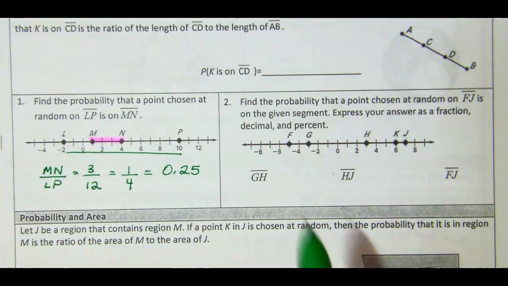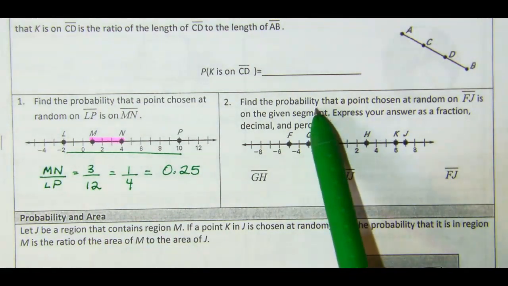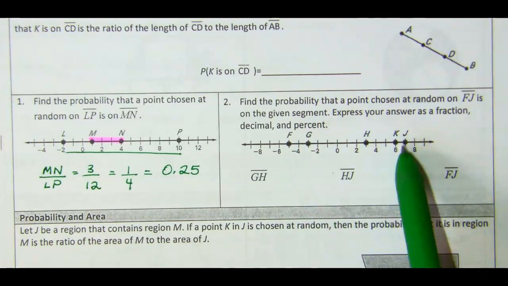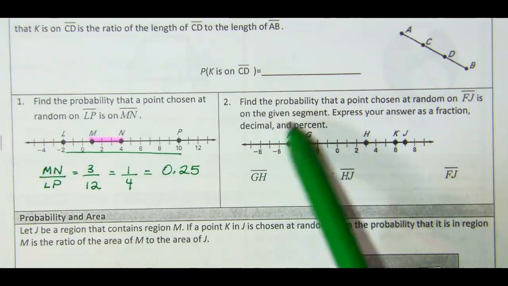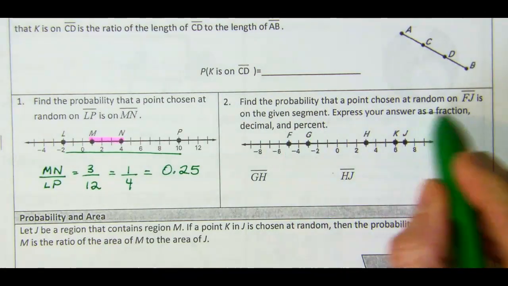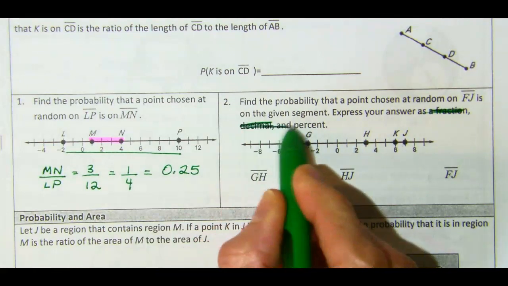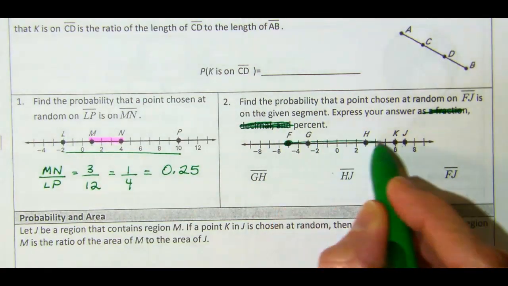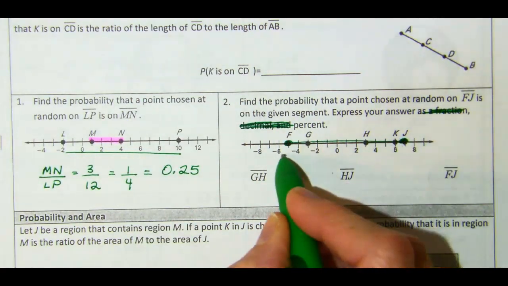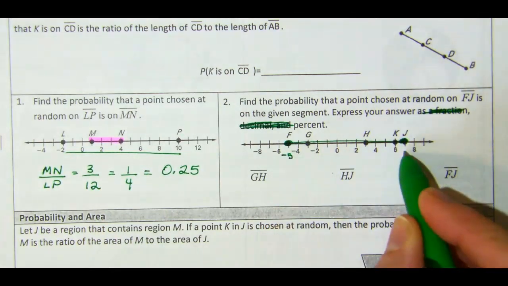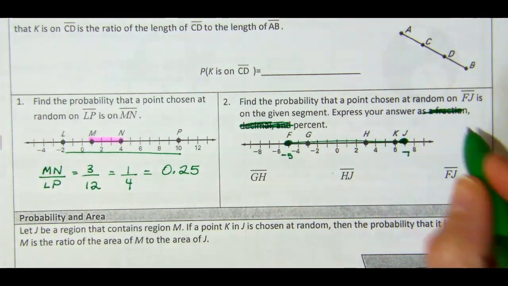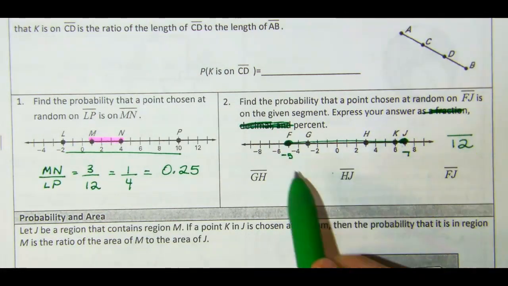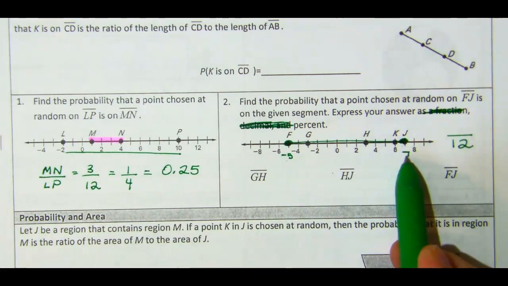Now, this next one, it says find the probability that the point chosen at random on FJ is on a given segment. Express your answer as a fraction, decimal, or a percent. We are just going to stick with percent on this. Now, the first thing here, we need to figure out how long FJ is. This is at -5, and this is going up to 7. So -5 to +7 is 12 units.